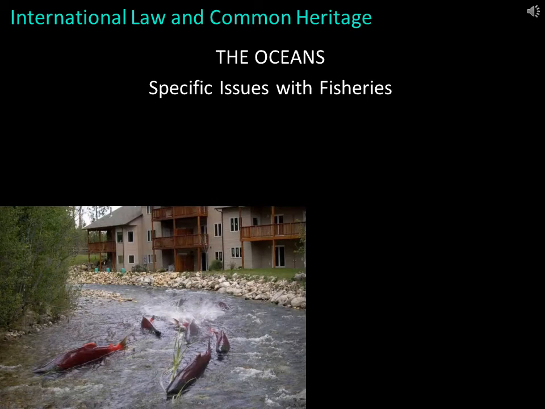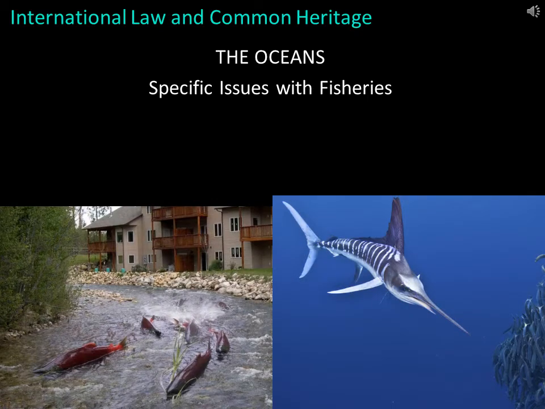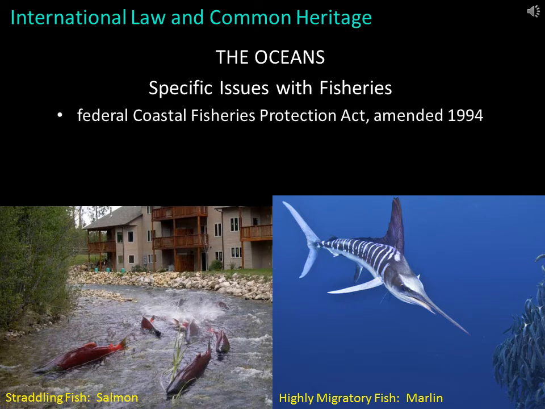Specific issues with fisheries. Canada generally has not viewed the 200 nautical mile exclusive economic zone to be adequate with respect to fisheries. This is largely due to known behavioral patterns of certain types of fish. Straddling fish stocks include species that swim from the ocean into freshwater bodies of water to spawn, such as salmon. Highly migratory fish stocks include species that are known to travel great distances in the sea, such as tuna, shark, marlin, swordfish, and sailfish.